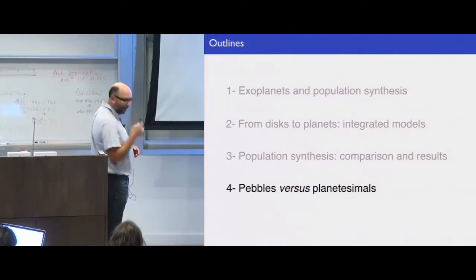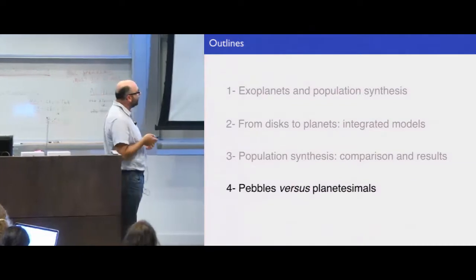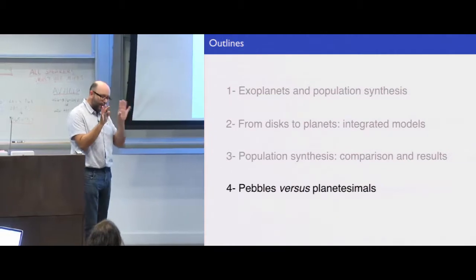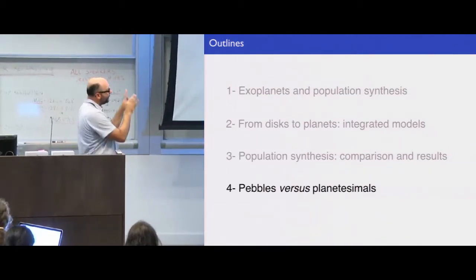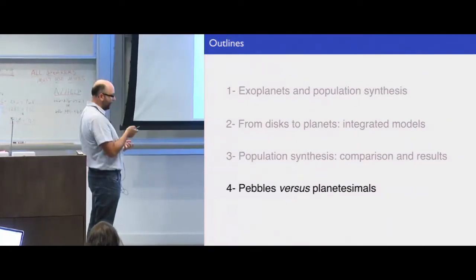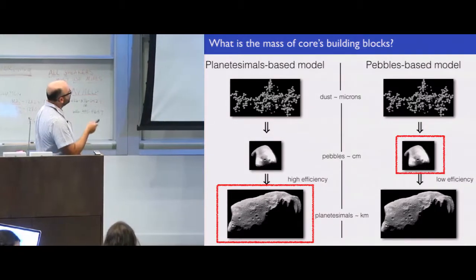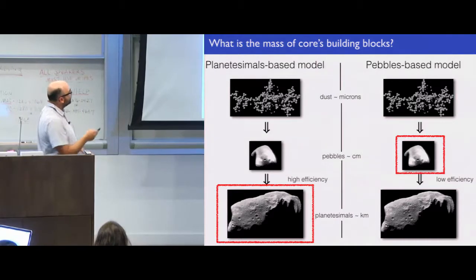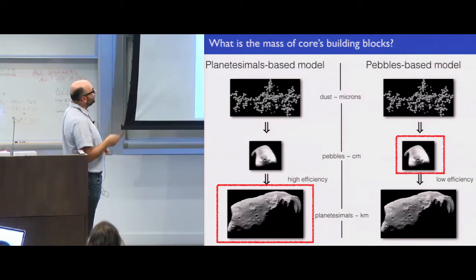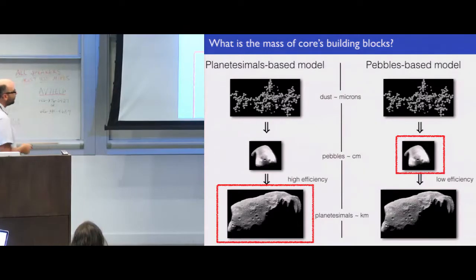So one thing that was proposed, as was explained before, is to use pebble accretion. And pebble accretion is clearly a very rapid accretion. So what I will try to do in the following is compare the outcome of these two models, either assuming that the solids are pebbles, or the solids are planetesimals. Again, the difference between these two models lies in the efficiency of converting dust to big bodies. In the planetesimal-based model, the mass is in planetesimals of a few kilometers in size. And in the pebble-based model, the mass is in pebbles, so centimeter-size bodies.